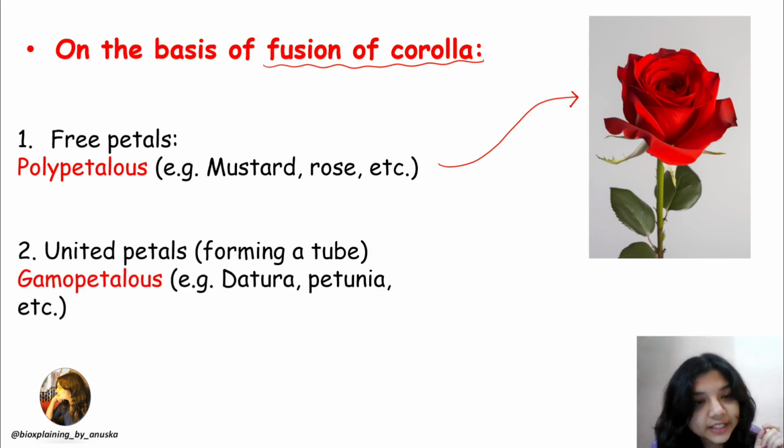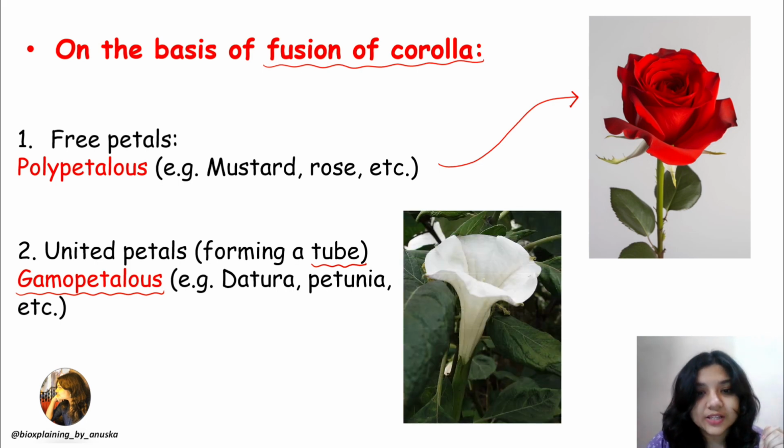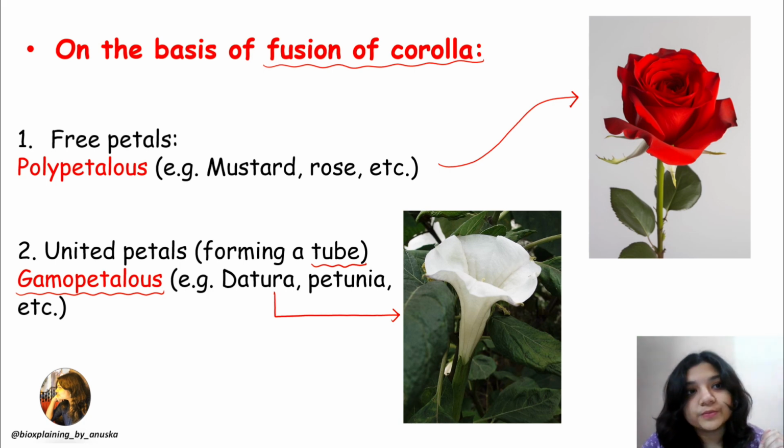The second category that you can have here are the united petals where they form a tube. That is what we call Gamopetalous. And this is found in flowers like the Datura, Petunia. This is an image showing us the Datura flower, where it's clearly seen that the petals are present in the form of a tube.